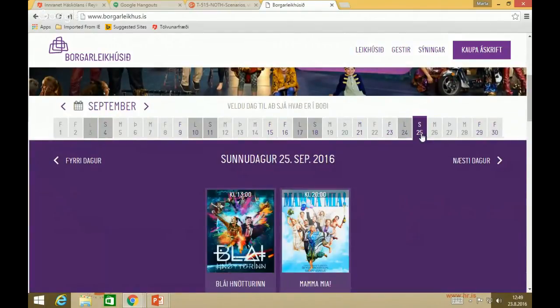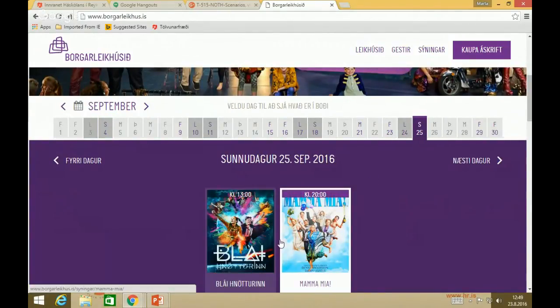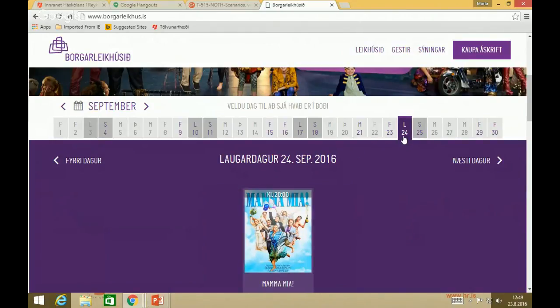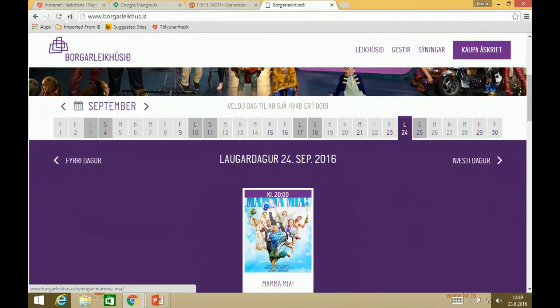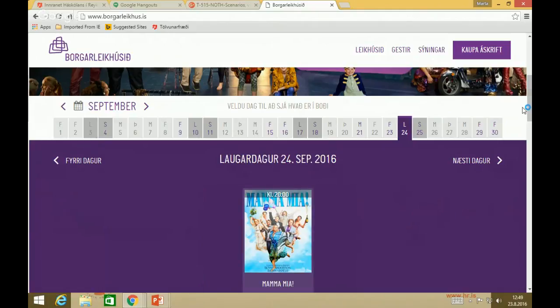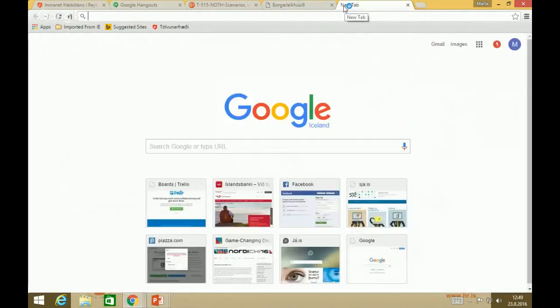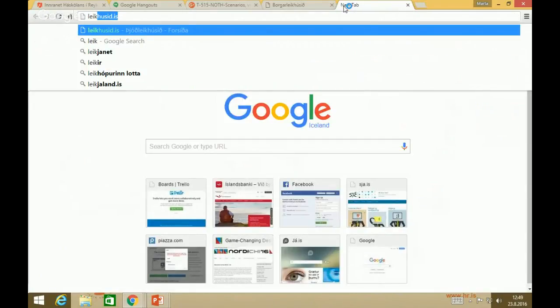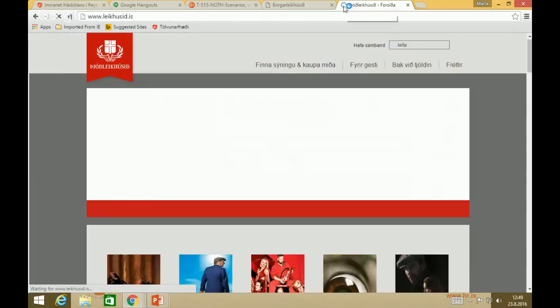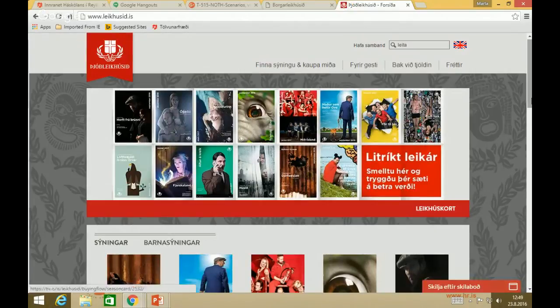But here you can see these are the shows going on that Sunday. I really could recommend the Mamma Mia show. I've seen it twice. It's just amazing. So, let's look at the other one. This is the National Theater.